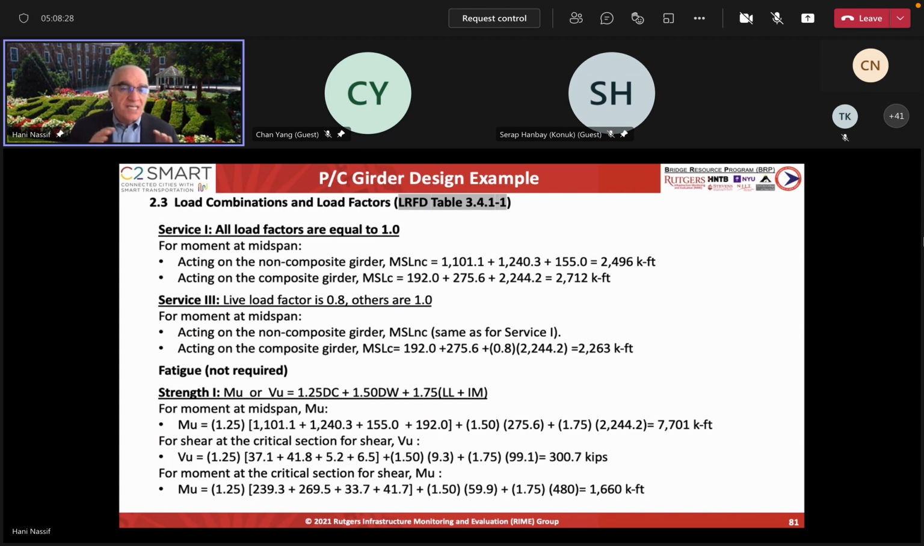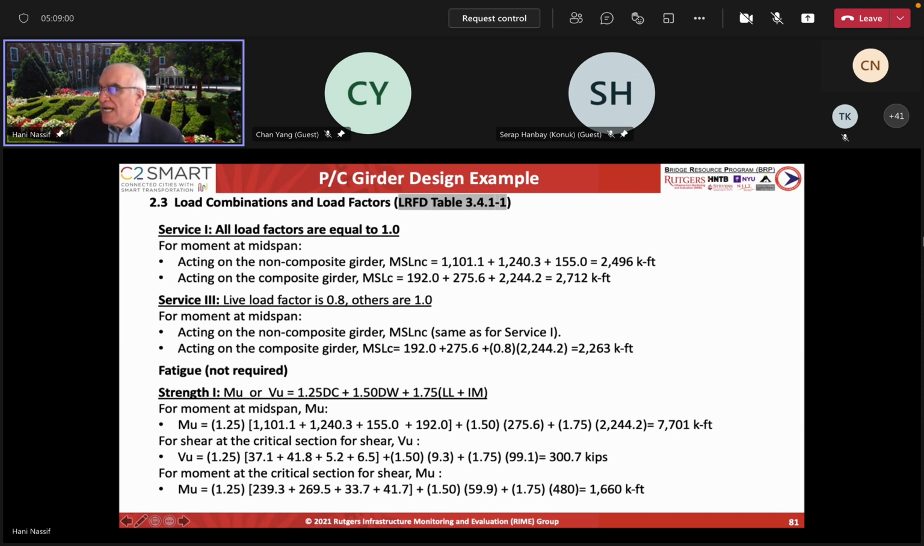Once the slab is cast and it's solid with the deck, composite with the deck, now you can rely on the deck to resist some of the stresses. Then it becomes composite with the girder. Then you have to use the composite girder geometric properties. So here, when you do the service one, all the loads acting are non-composite. So you would add them up.